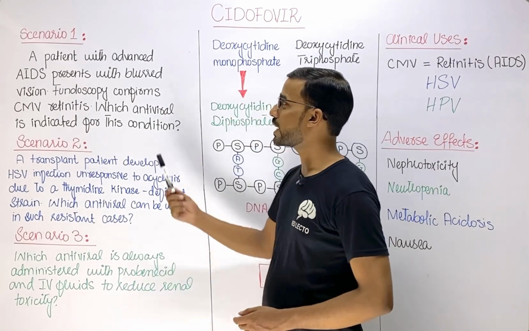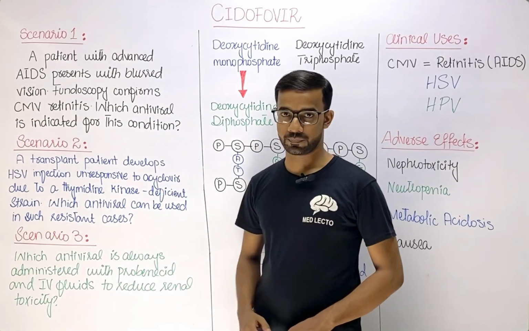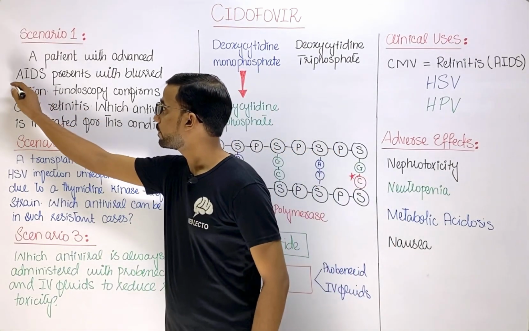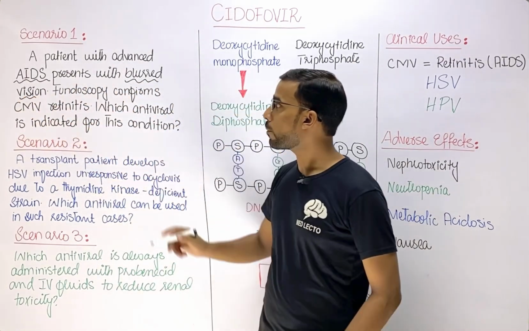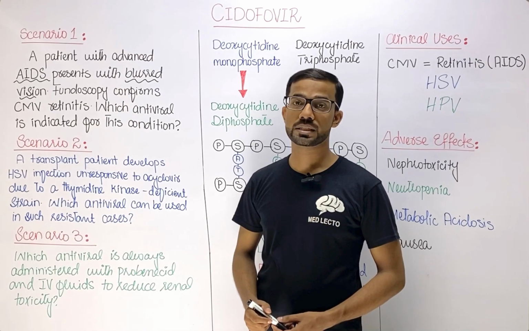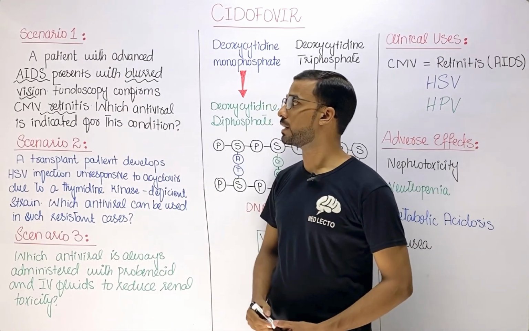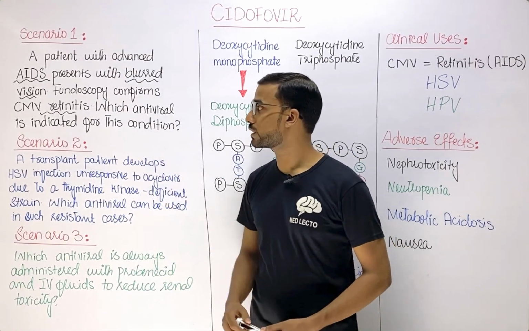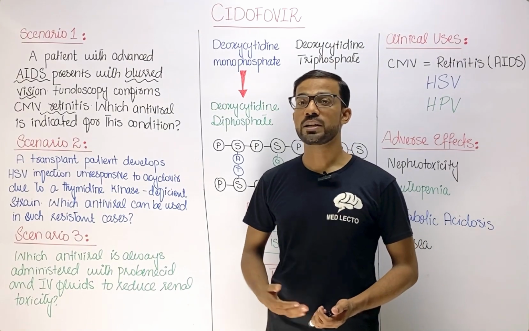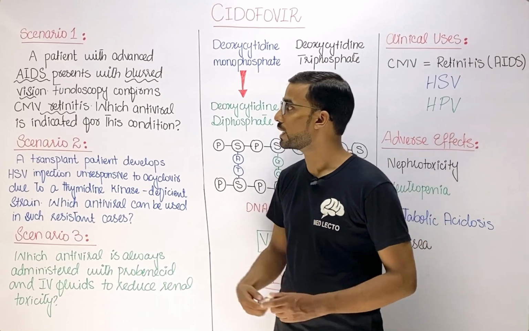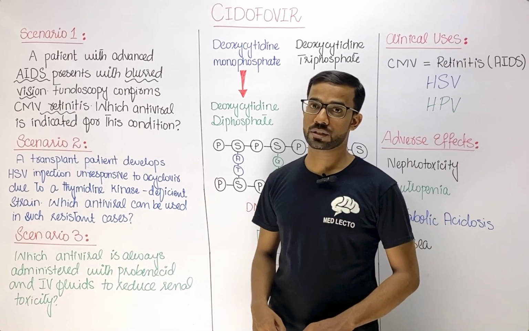So the first scenario is a patient with advanced AIDS presents with blurred vision. That is the important thing. Fundoscopy confirms CMV, cytomegalovirus retinitis. Which antiviral drug is indicated for this condition? The answer is Cidofovir. So it means that Cidofovir is used for CMV-related retinitis in AIDS patients.